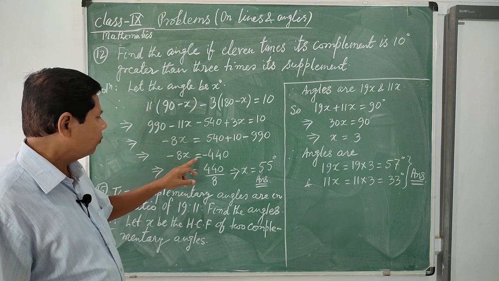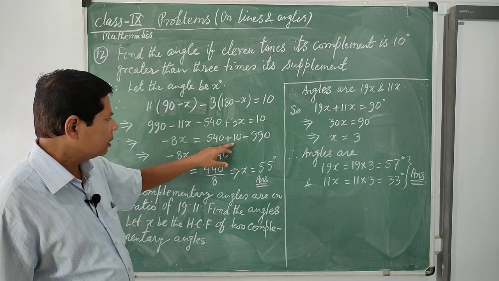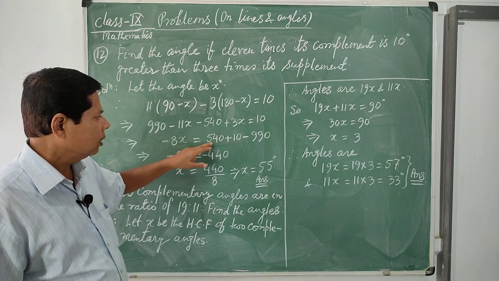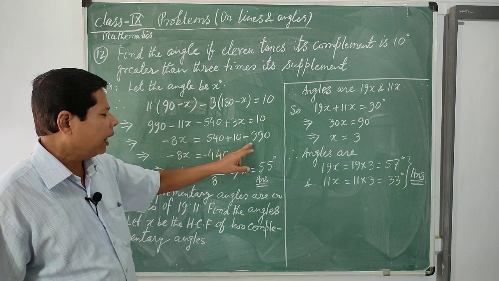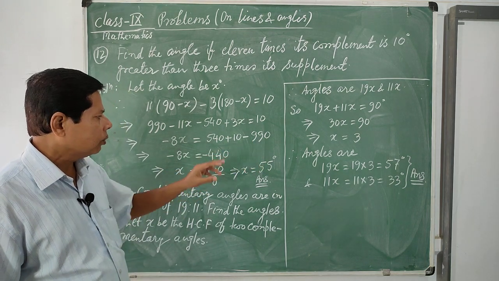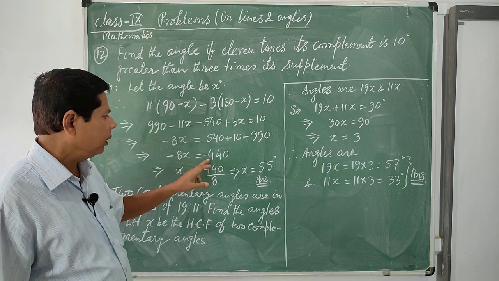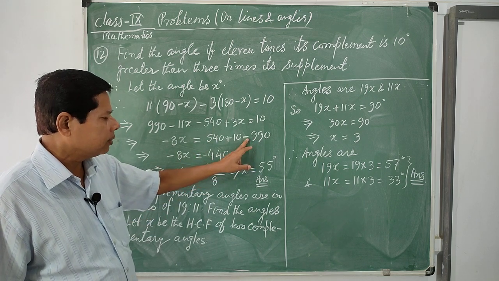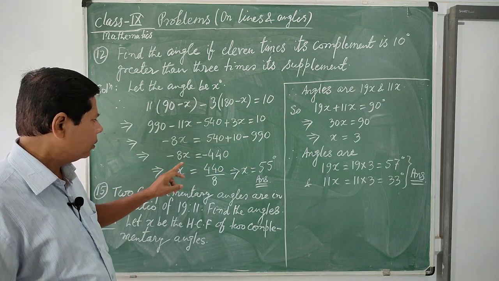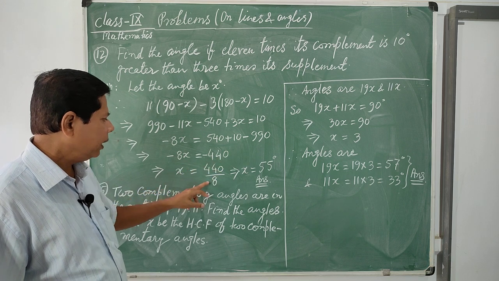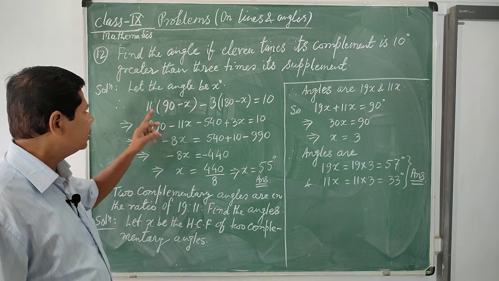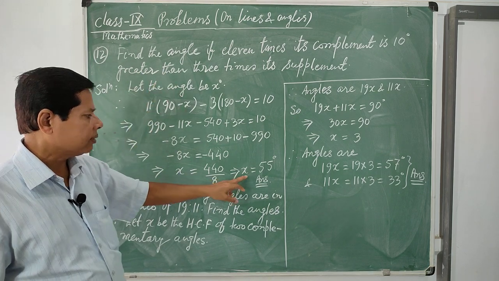So minus 8x equal to, if you subtract it, the positive two numbers together are 540 plus 10, 550, and the negative number is 990, which is greater than 550. So subtract it once again, it will be equal to 440, and since negative is greater, minus sign is placed. Minus minus gets cancelled, so x will be equal to 440 by 8. If you divide it, it will be equal to 55 degree. Which is required? Find the angle, so x is 55 degree.